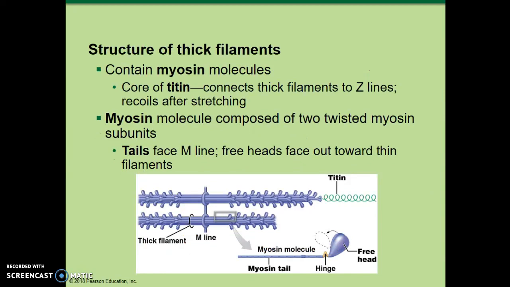So here's our thick filament, the myosin. Again, too many proteins. We don't care about the titin. But you will see that the myosin consists of what are called heads. These are the myosin heads. So the tail faces the M line, which is the center, and the free heads face outward toward the thin filaments.